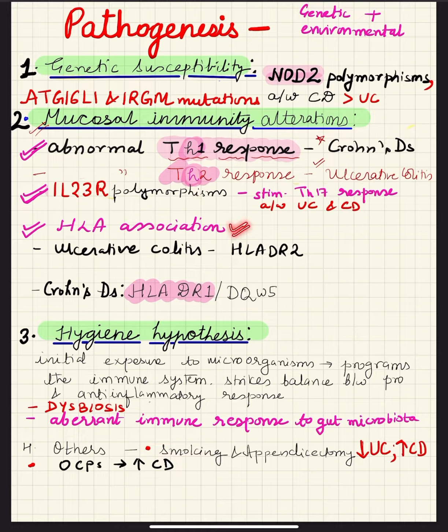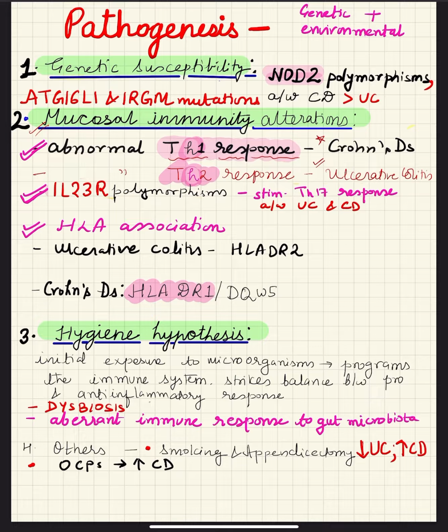Then HLA association can also be seen with both these diseases, and I will tell you later that there are many HLA associated diseases which are seen in the form of extraintestinal manifestations in both these diseases, like ankylosing spondylitis, uveitis, sclerosing cholangitis. Ulcerative colitis is more associated with HLA DR2, while in Crohn's disease there is association of HLA DR1 and DQW5. So these again you have to remember for the MCQs. And lastly, there is the hygiene hypothesis.